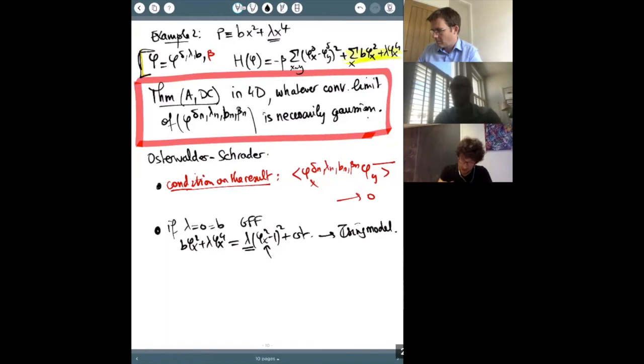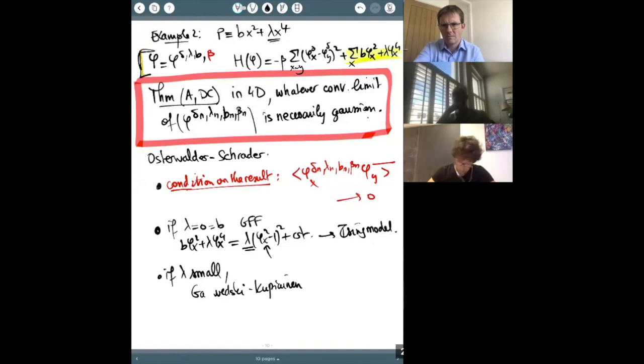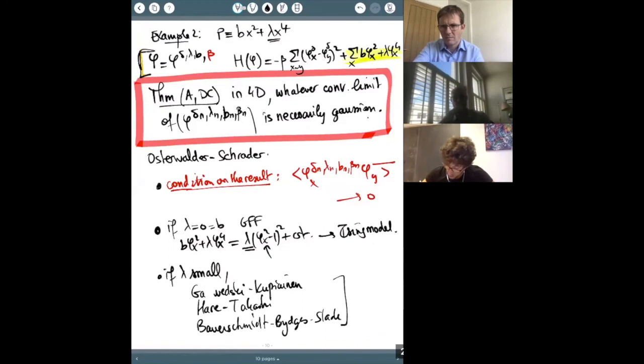Why do I mention that? Because if lambda is small, then you are kind of close to the Gaussian free field. And there is a body of work there by Gawedzki, Kupiainen, then by Hara and Tasaki, and more recently by Bauerschmidt, Brydges, and Slade, that tell you that there you converge to the GFF. So if lambda is small, you have actually much better control of what is happening, and you can prove convergence to the Gaussian free field.